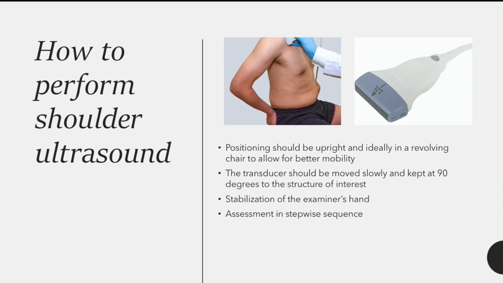Of course, the stability of the examiner's hand during the exam is important to keep. And lastly, it's always good to have a stepwise standardized sequence to follow, just to ensure that you're not missing any structure. One proposed system could be starting with the biceps tendon, moving to the subscapularis, then the supraspinatus, and then the infraspinatus and teres minor, and lastly, doing more dynamic maneuvers at the end to evaluate for any sort of subacromial impingement. Next slide.